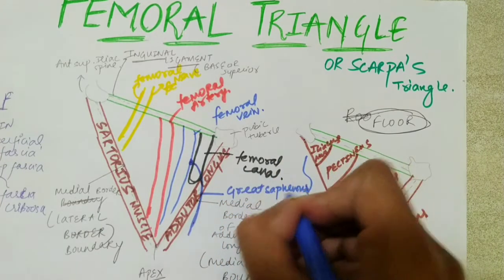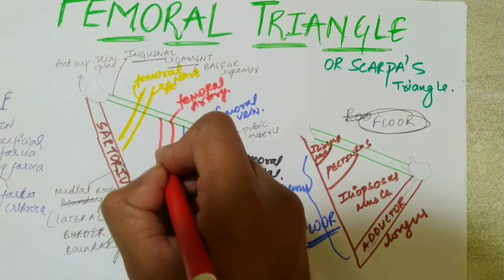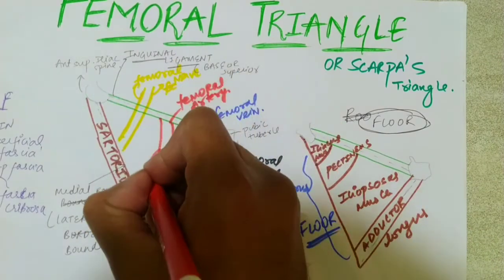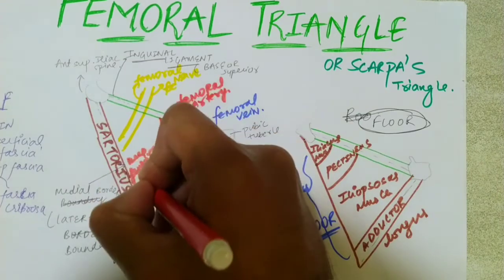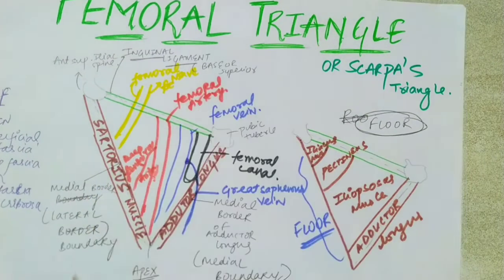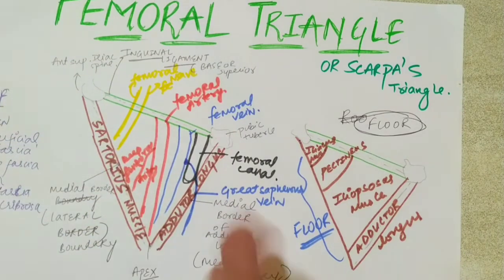You can see this vein draining the blood into the femoral vein, and here there will be the deep femoral artery, which originates from the femoral artery. This deep femoral artery goes to the posterior compartment of the thigh, supplying the posterior compartment of the thigh, which is also a content of this femoral triangle.